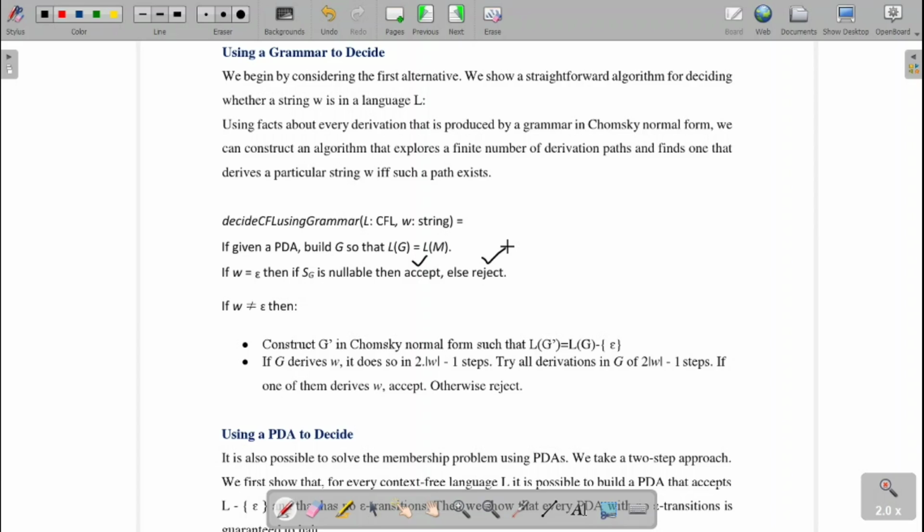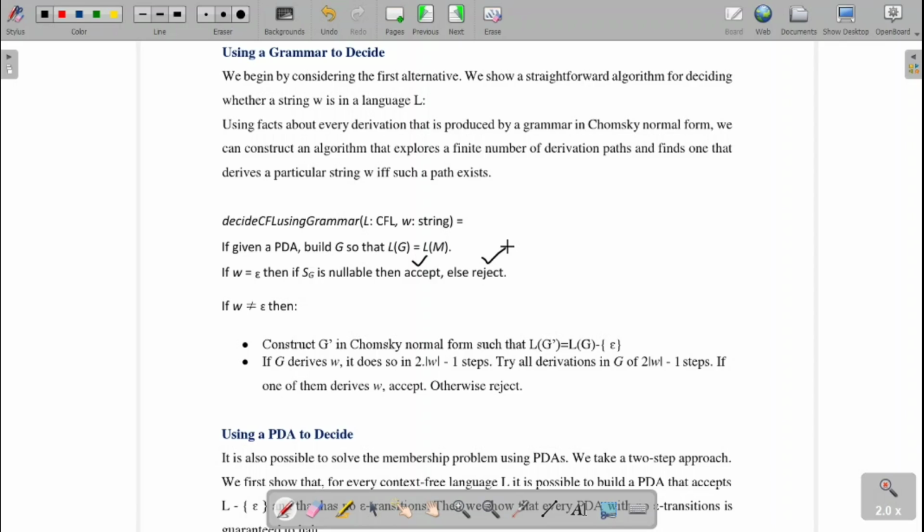Obviously, the epsilon removal is the first step in your conversion to Chomsky normal form. Right? So now we have a grammar without the epsilon. Then if your grammar derives W in a maximum of 2|W| minus 1 steps, then we say that it is accepted, or else we say that it is rejected.